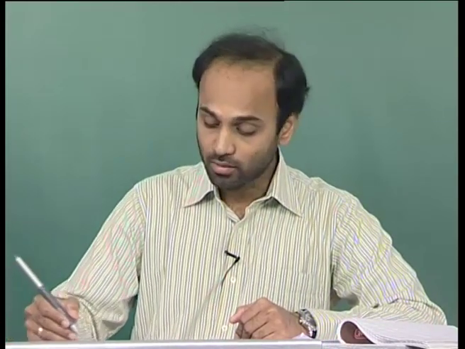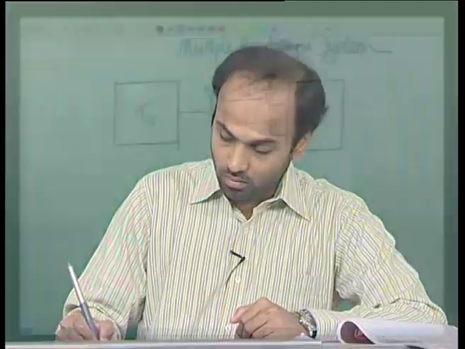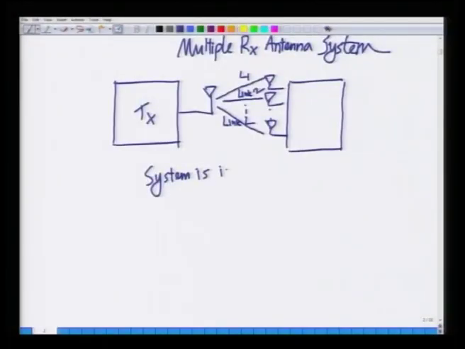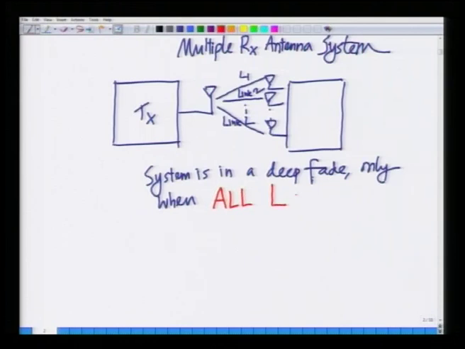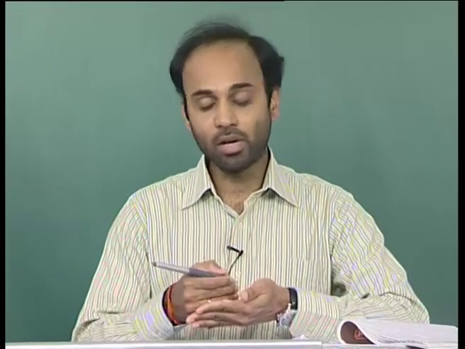So, this system is in a deep fade only when, and let me write this clearly, all L links are in deep fade. That is, for this system to have a high bit error rate, link 1 has to be in a deep fade, link 2 has to be in a deep fade, and so on and so forth, link L has to be in a deep fade simultaneously.